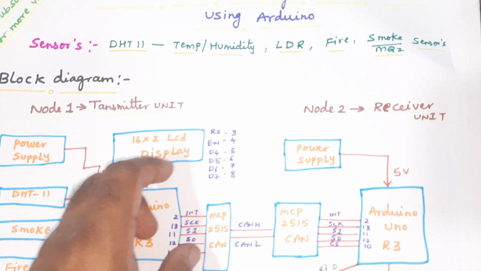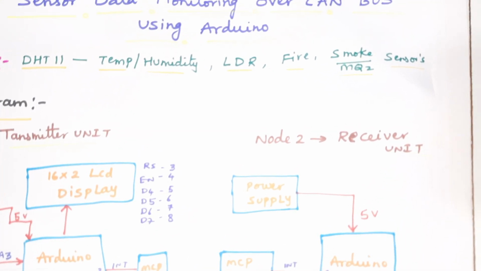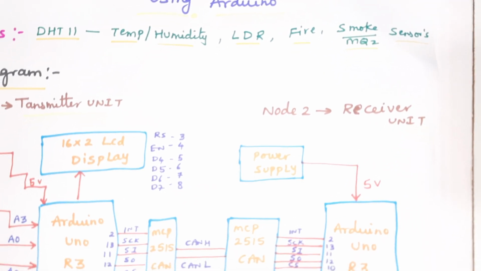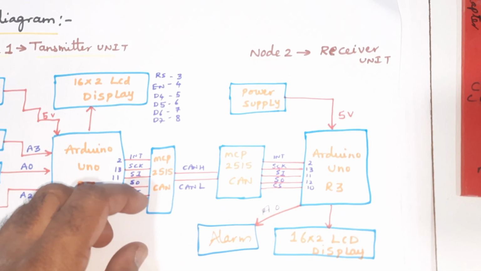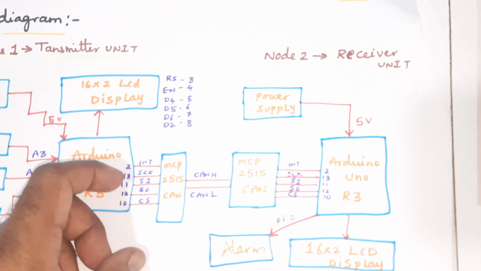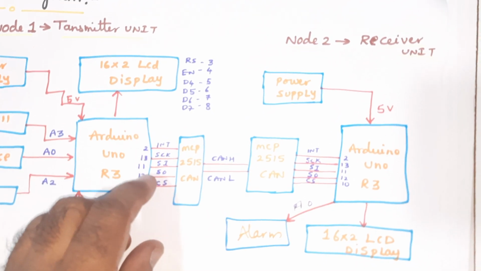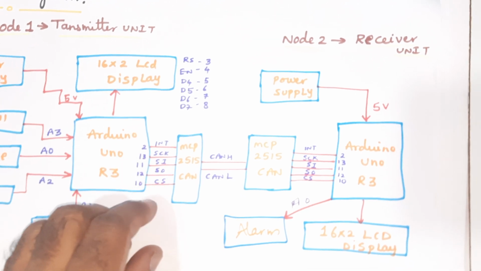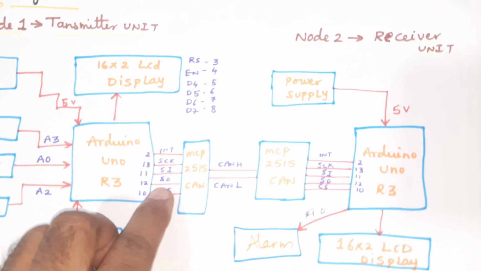The 16x2 LCD display is connected with RS, enable, D4, D5, D6, D7, and the LCD pin numbers. We are using the MCP2515 CAN controller and CAN transceiver. Those are connected with the interrupt pin, SCK, MOSI, MISO, and chip select. The chip select is connected to the 10th pin.